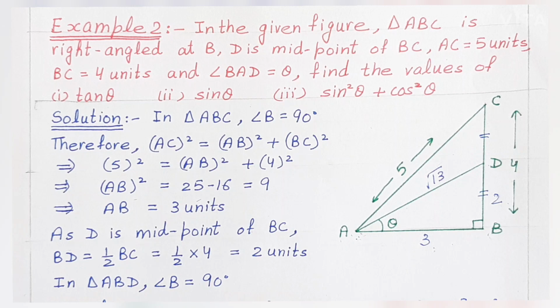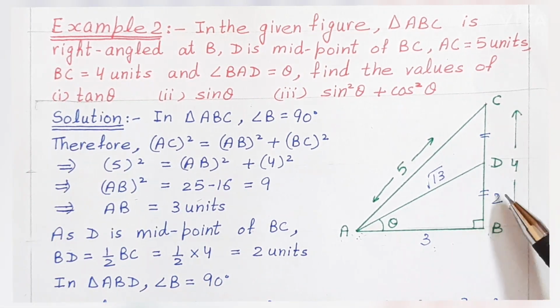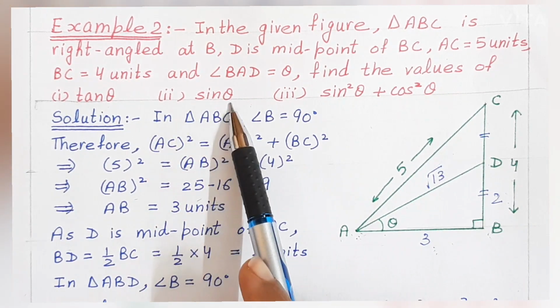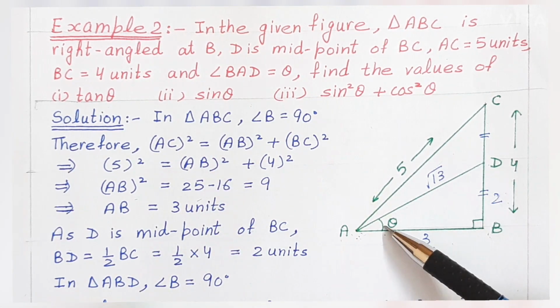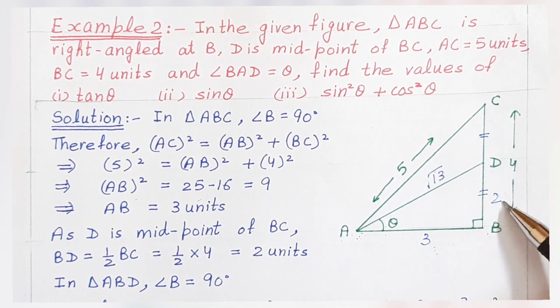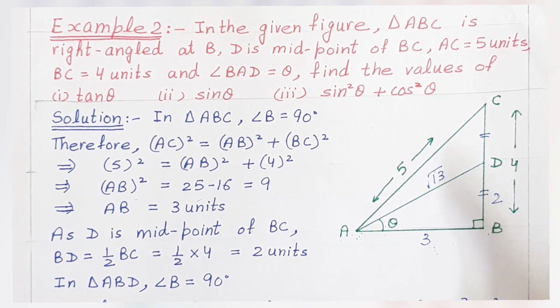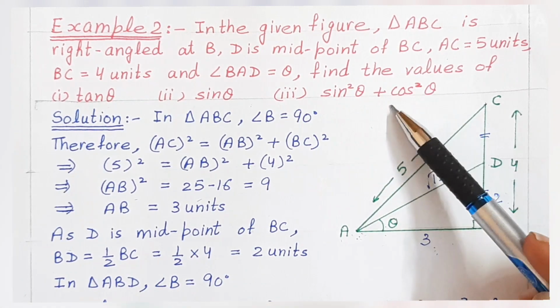Clear? Now the first part is tangent theta. Now what is tangent theta? Opposite upon adjacent. So that is 2 upon 3. Clear? Next is sine theta. Now what is sine theta? Sine theta is opposite upon hypotenuse. That is 2 upon under root 13. Clear? Now the third part is sine square theta plus cos square theta.